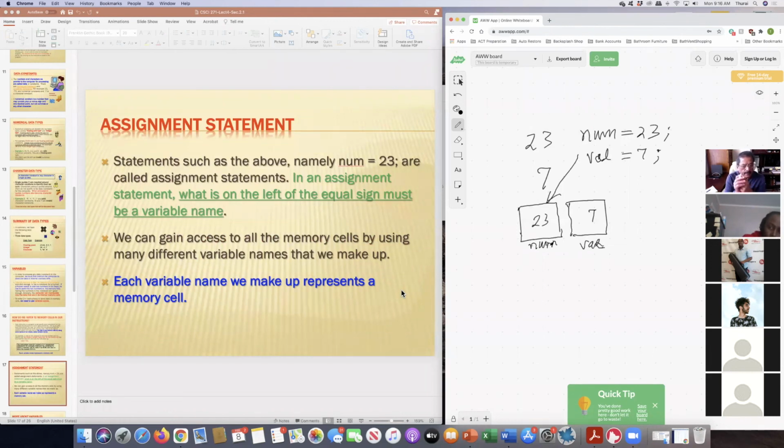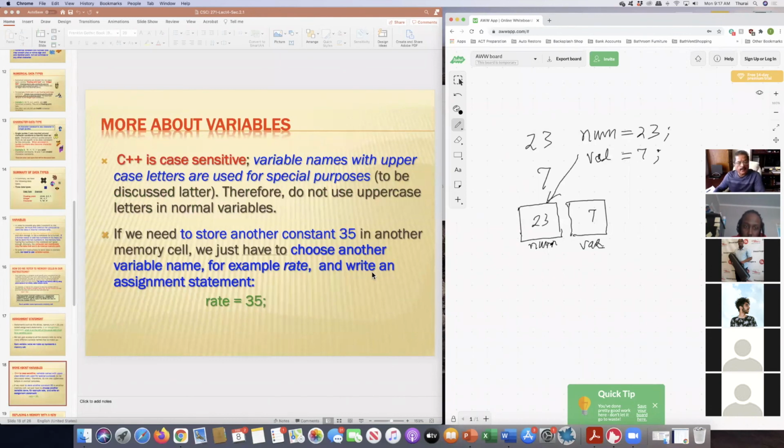A variable name represents a memory cell. It's a name for the memory cell. And you can make up any name, it automatically becomes a memory cell. So by creating more and more names, we can access all the memory cells. That's how the programmer accesses a memory cell, by using a name. As simple as that. So if I write a statement rate equal to 35, then I'm creating another memory cell where 35 will be stored. It's called rate, and 35 is stored there. All that is done by this statement.